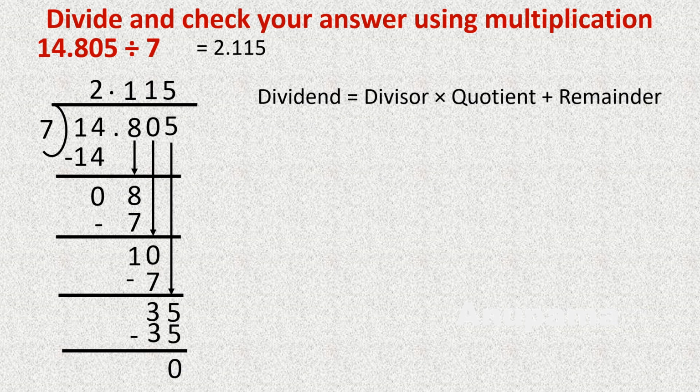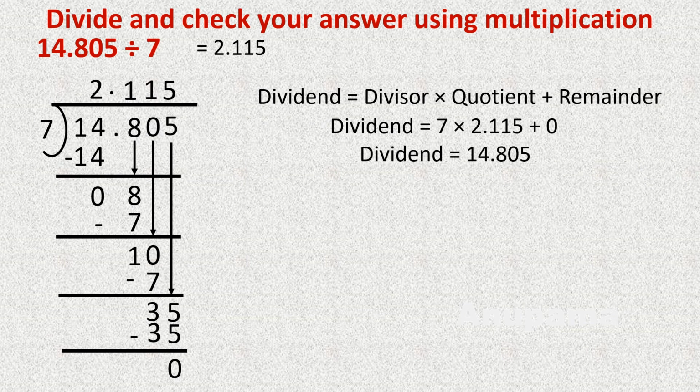Now how to check our division? A very simple rule, which is dividend equal to divisor into quotient plus remainder. It is our division algorithm. So we will write the value of divisor and quotient and remainder here. So it is 7 multiplied by 2.115 plus 0. And when we multiply 2.115 by 7, we will get 14.805, which is equal to the dividend. It means our division is correct.